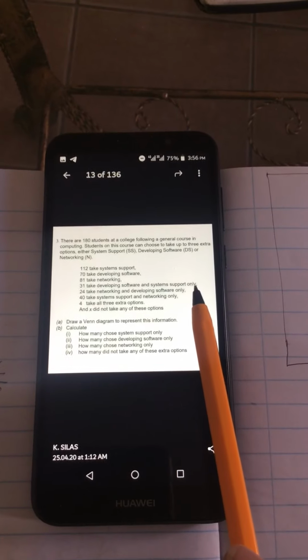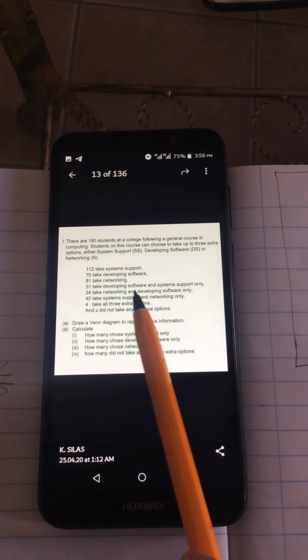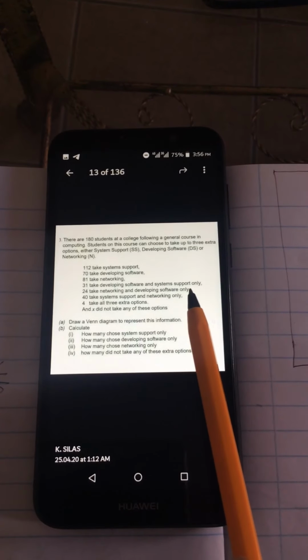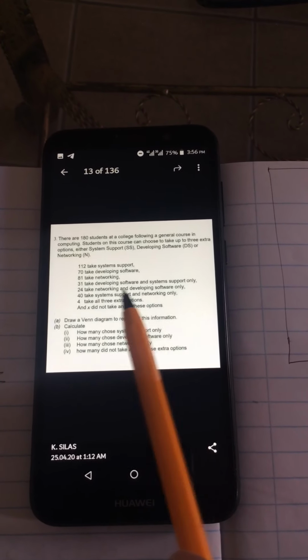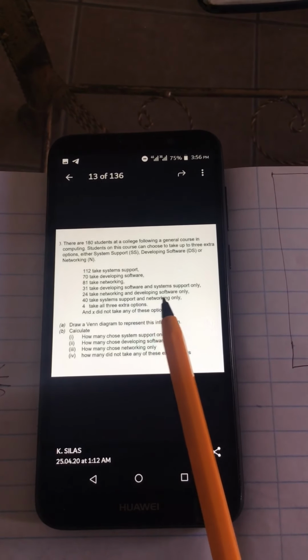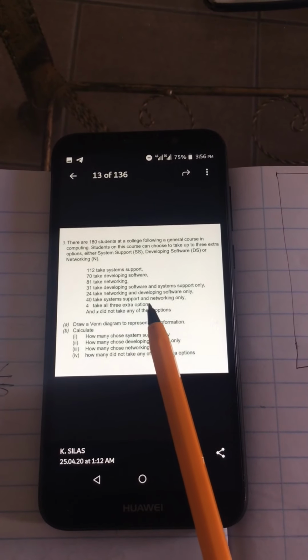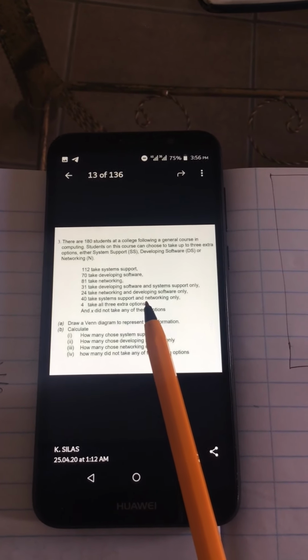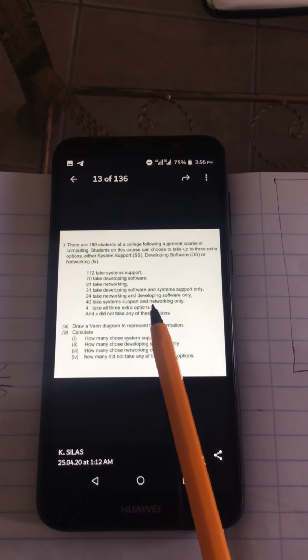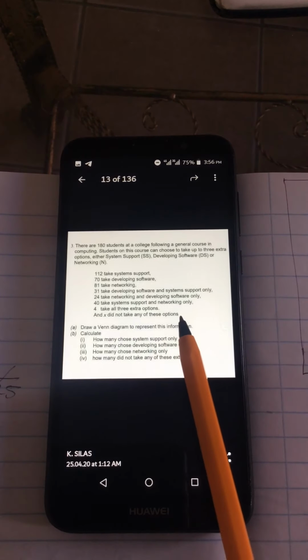You must underline those onlys. 24 take networking and developing software only. Take note again, 40 take system support and networking only. 4 take all the extra 3. That's very important. That's the value that you are going to fill in first. And x did not take any of these options.